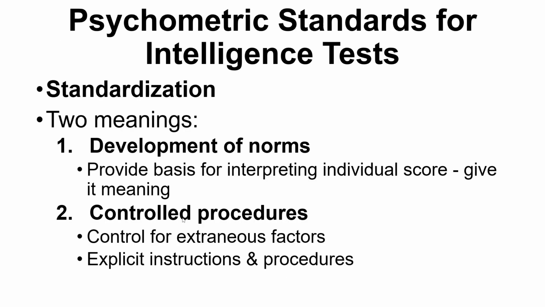We then also spent some time talking about controlled procedures, so things like delivering the test the same way, having the same environment while the test is delivered. The types of instructions that are given should be standardized as well, where basically we're going to do everything in our power to try and control for potential confounding variables.